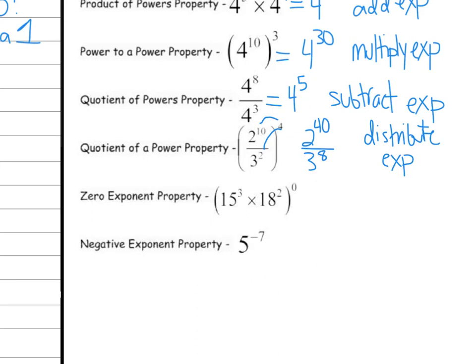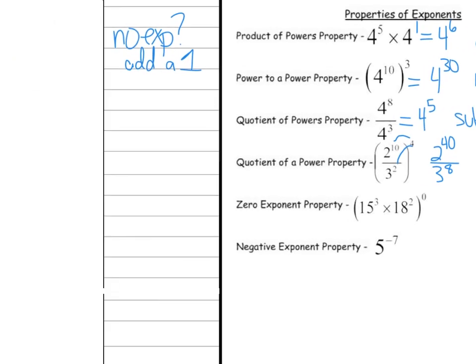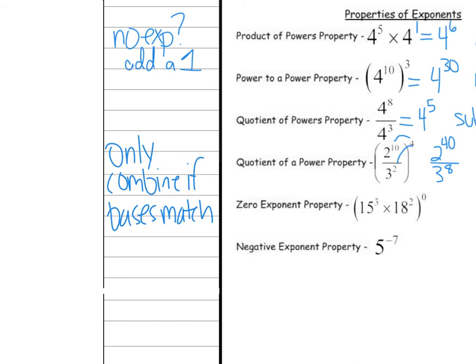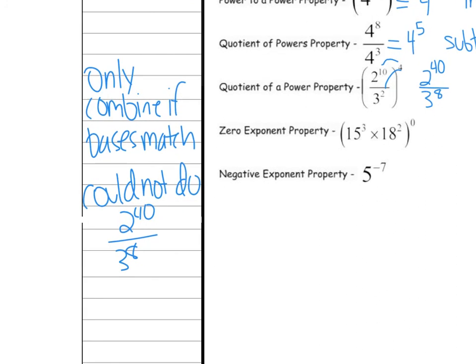So we are done with that problem, and I'm going to write a note over here in the question column that we only combine if the bases match. So we could not do what we just had, 2 to the 40 over 3 to the 8. There's nothing else that we can do for that because the bases do not match.